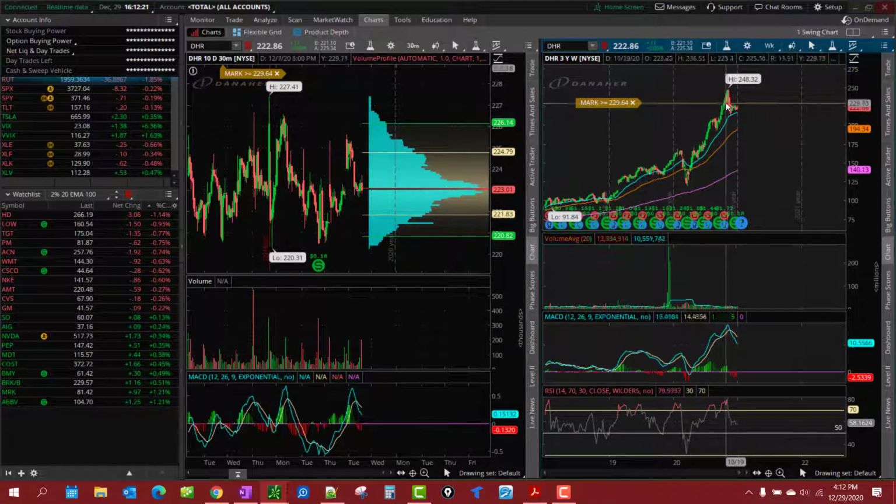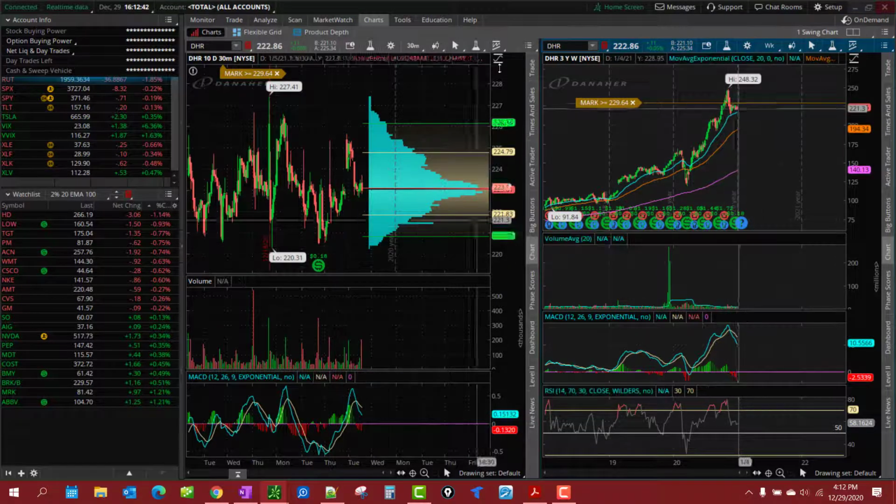It has been ranging for 2 months now. So I'm just waiting for a breakout. Then I'm going to be putting on a trade on Danaher. It's either going to break out or it's going to break down. And I'm just waiting to see which one it's going to do. Because remember, range contraction leads to range expansion. So that's how I look at it for swing trade.